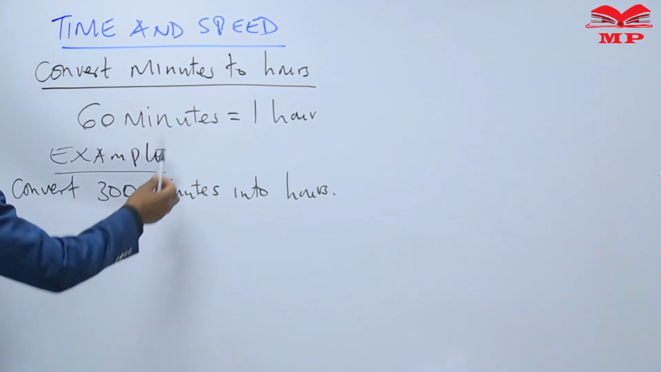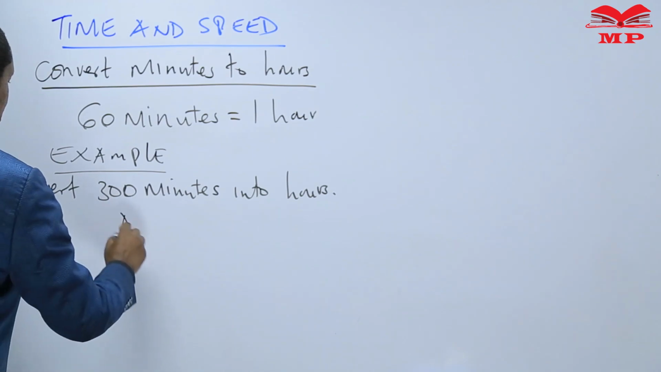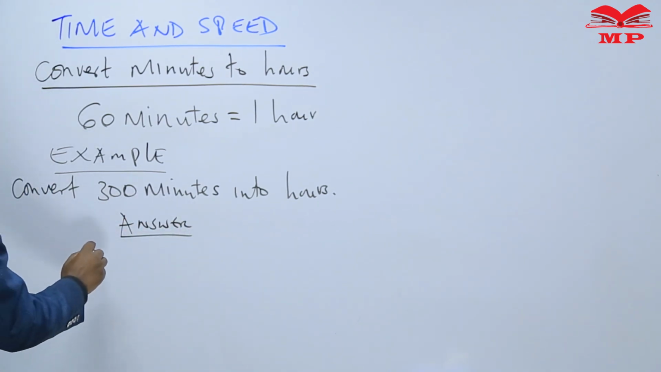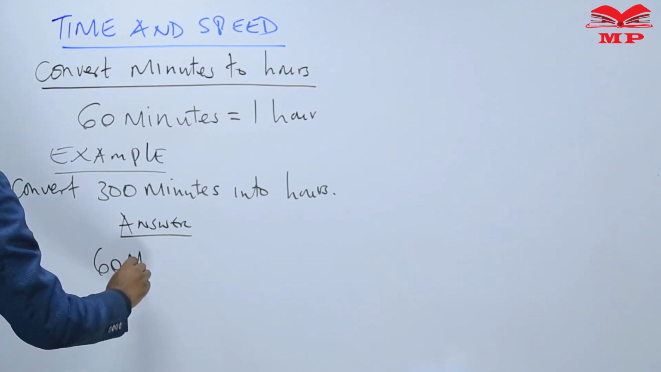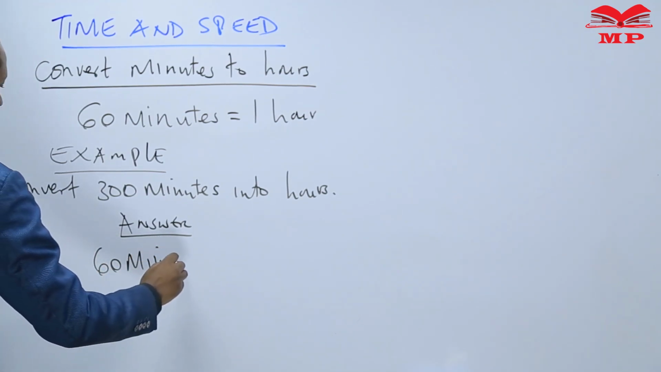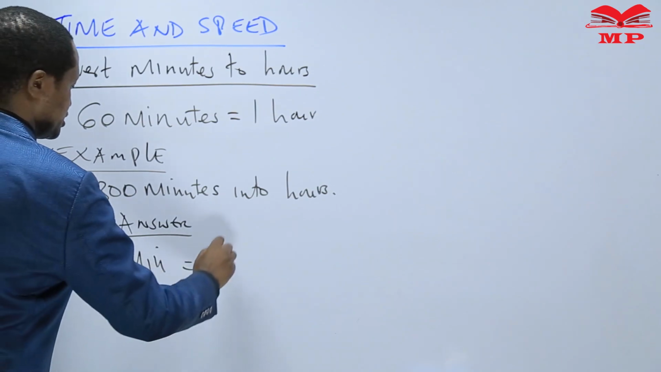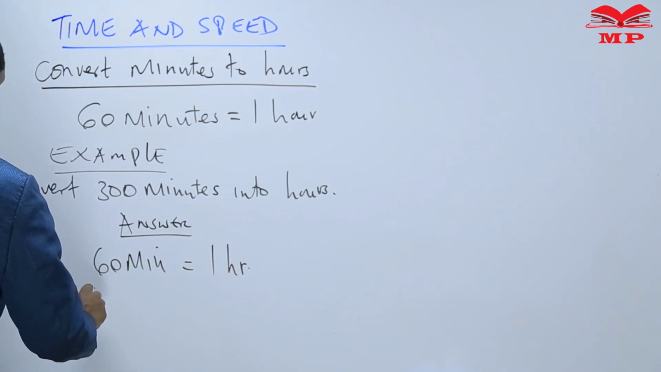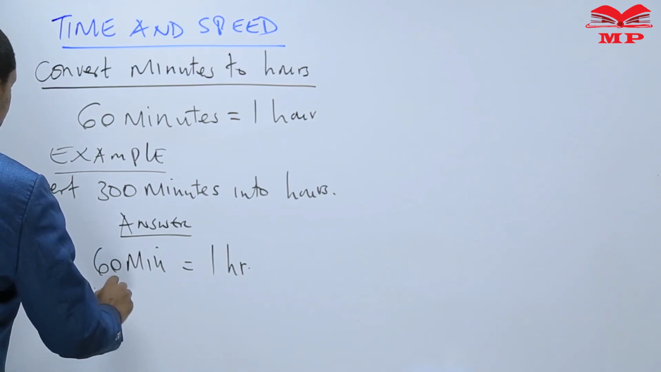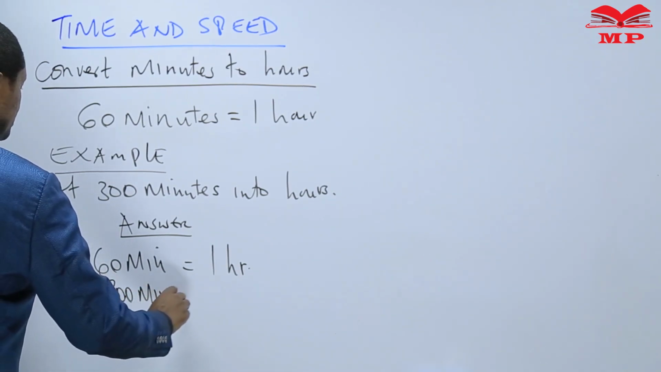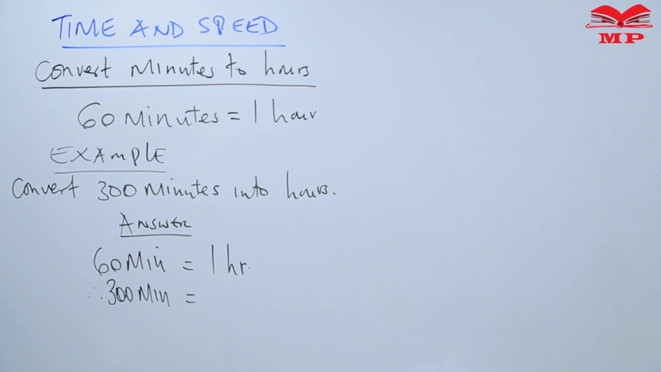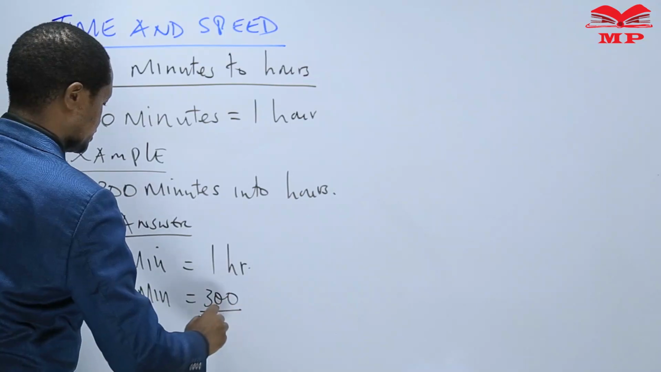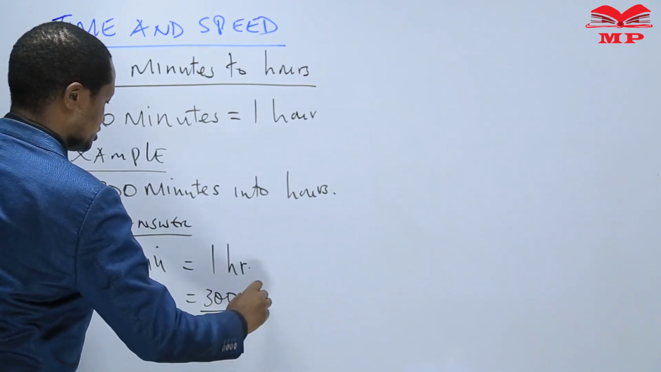So we will use our formula here. Answer: 60 minutes is equivalent to 1 hour. Therefore, 300 minutes will be equal to 300 over 60 times 1 hour.